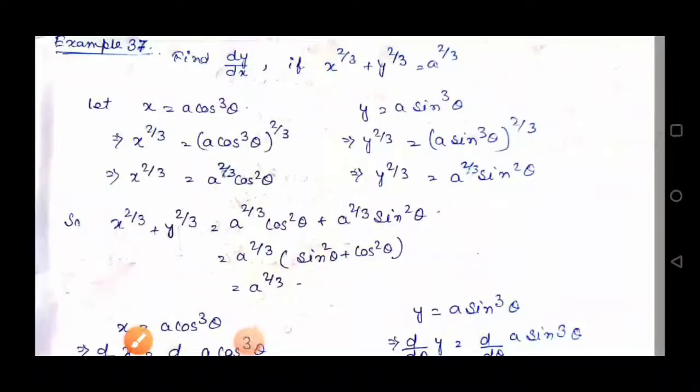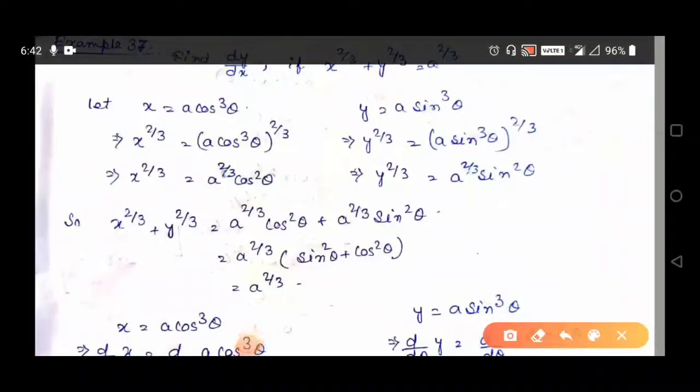Example 37, here we have to find dy by dx if x to the power 2 by 3 plus y to the power 2 by 3 is equal to a to the power 2 by 3. This is a different kind of question of parametric form. So first of all we will assume that x is equal to a cos cube theta and y is equal to a sin cube theta. Here you can also assume x is equal to a sin cube theta in place of a cos cube theta and y is equal to a cos cube theta in place of this a sin cube theta.